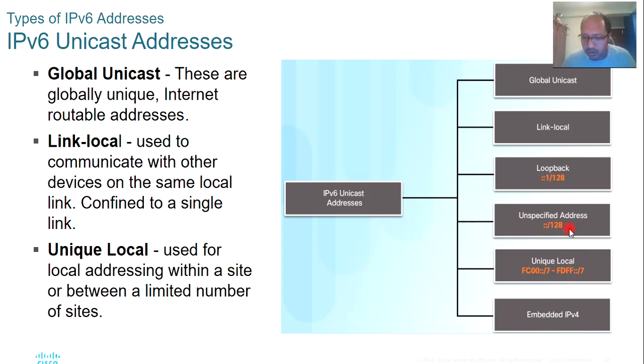Now another address is the unspecified address, which is ::/128, which is like the 0.0.0.0 address in IP version 4. While a device doesn't have any valid IP address, it will use 0.0.0.0 or ::/128 to send a DHCP request toward the DHCP server.